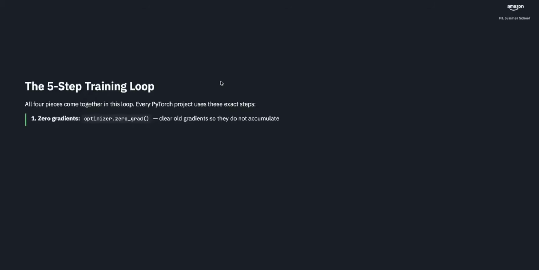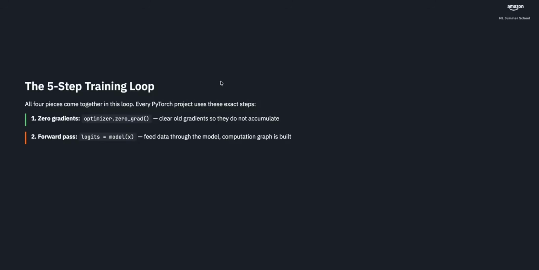Step 1, zero the gradients. You call optimizer.zero_grad before every batch. If you do not clear them, gradients from the previous batch get added to the current batch gradient and your updates become meaningless.